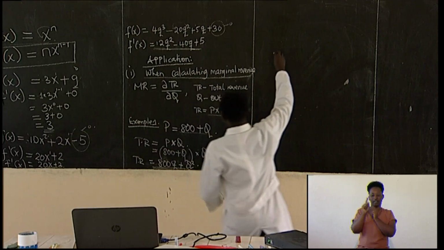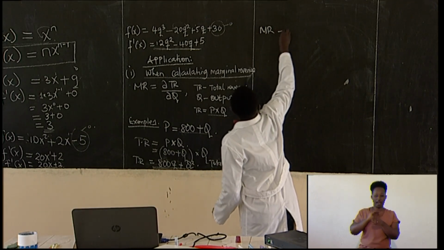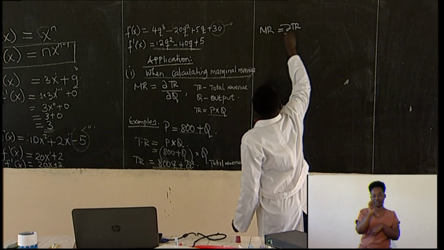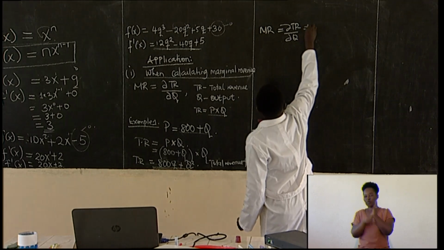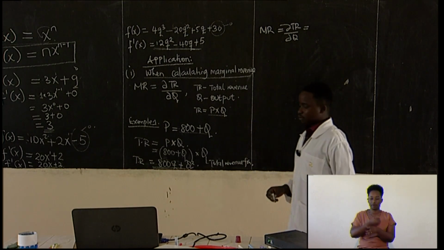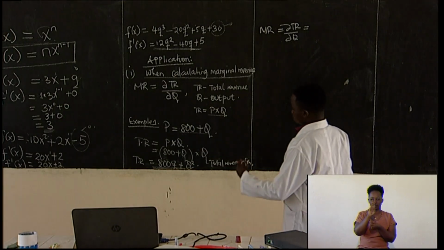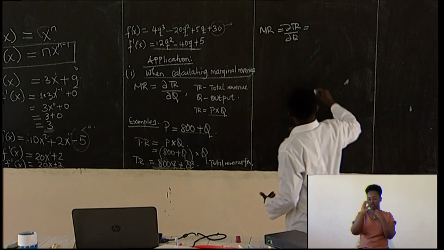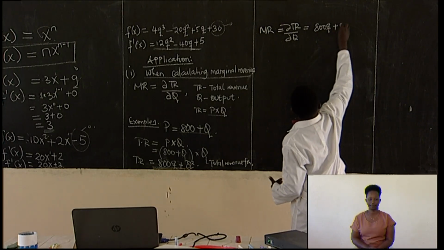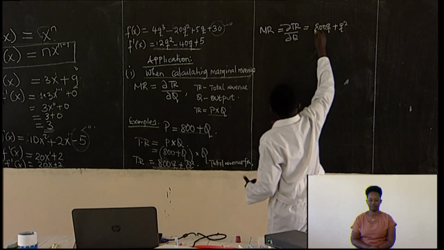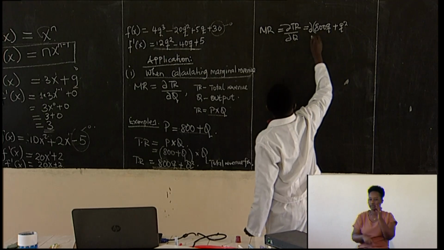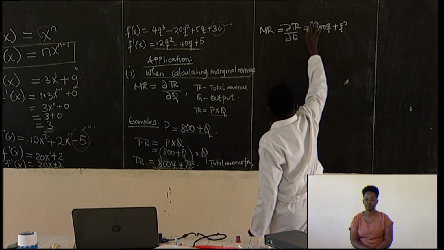So here, our marginal revenue, we are saying, is equal to the small change. We differentiate the total revenue function with respect to output. We have this as our total revenue function, 800Q plus Q squared. If you differentiate this, what do you get?